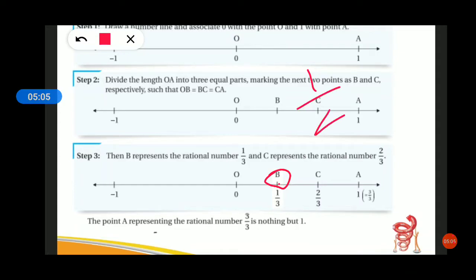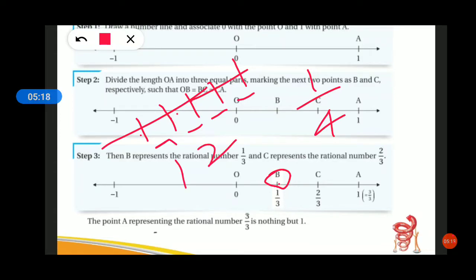If I am giving 1 by 4, you need to divide this number line into 4 equal parts. Understood students? 1, 2, 3, 4. One end to another end is nothing but one part. This end to this end is the second part. You need to have end to end, that is nothing but equal parts. The denominator is how many equal parts you need to divide.